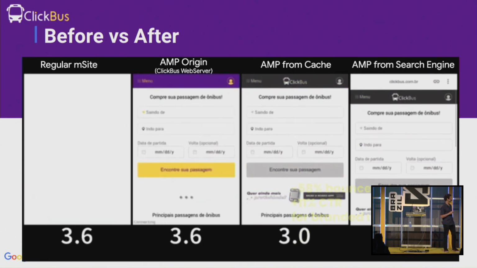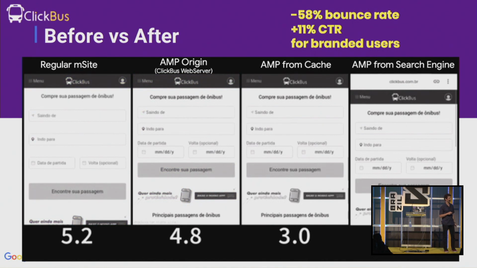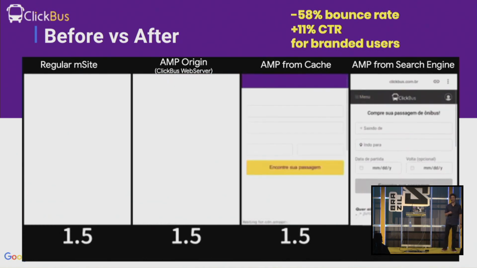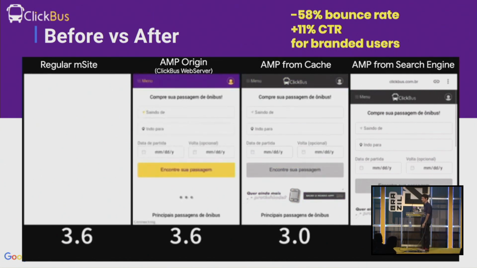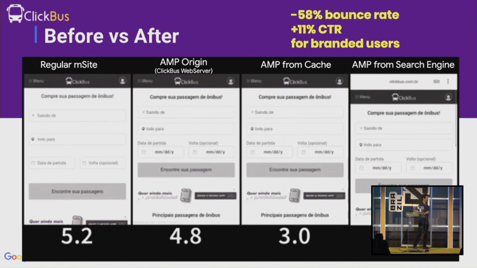Users like speed, and their numbers also got impressive, much, much better bounce rates, 11% higher CTR. So yes, AMP can help your site out. It doesn't always, but it could.